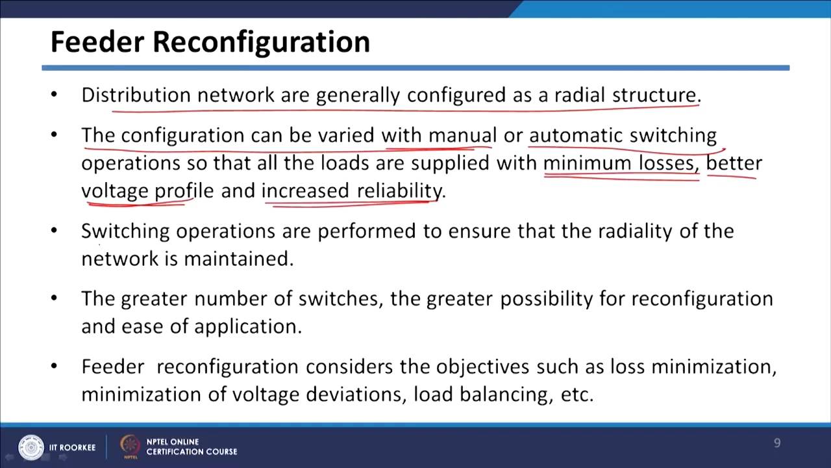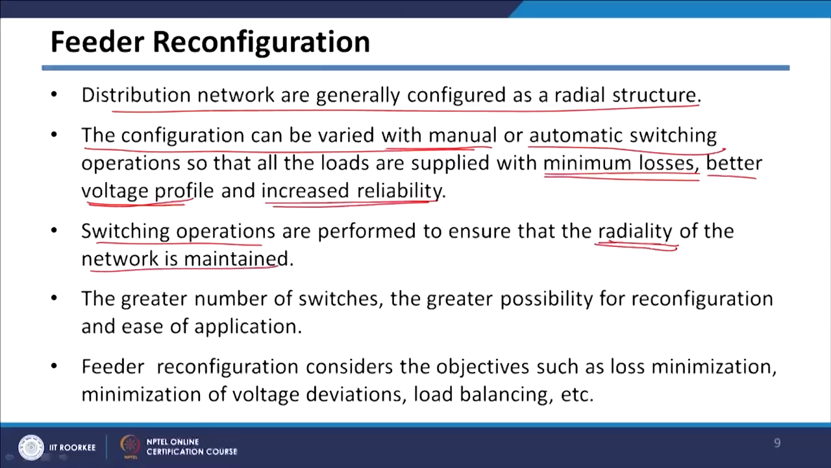However, whenever a switching operation is done, the radiality of the network is maintained. Whenever you switch a tie line, it will form a loop. So whenever you are switching some tie line, some other line needs to be opened. So one switch is opened, so that the structure of the distribution system will remain radial in this case.